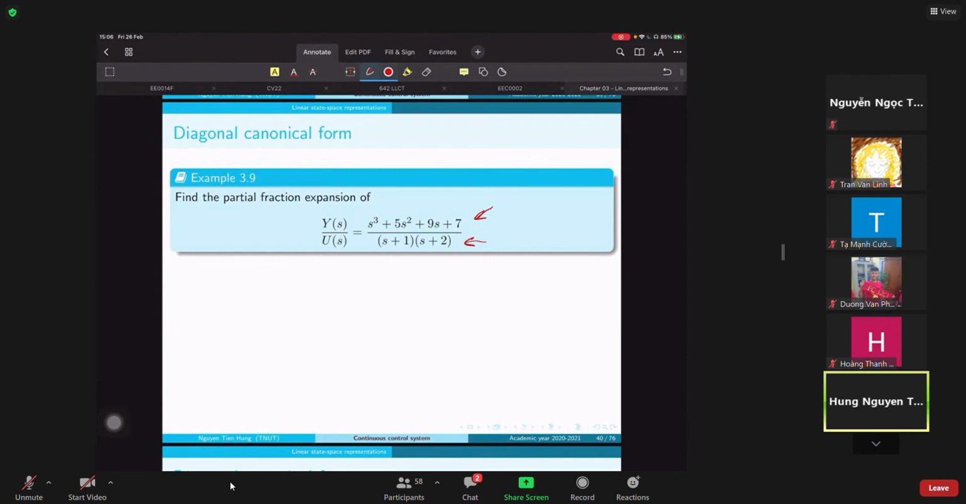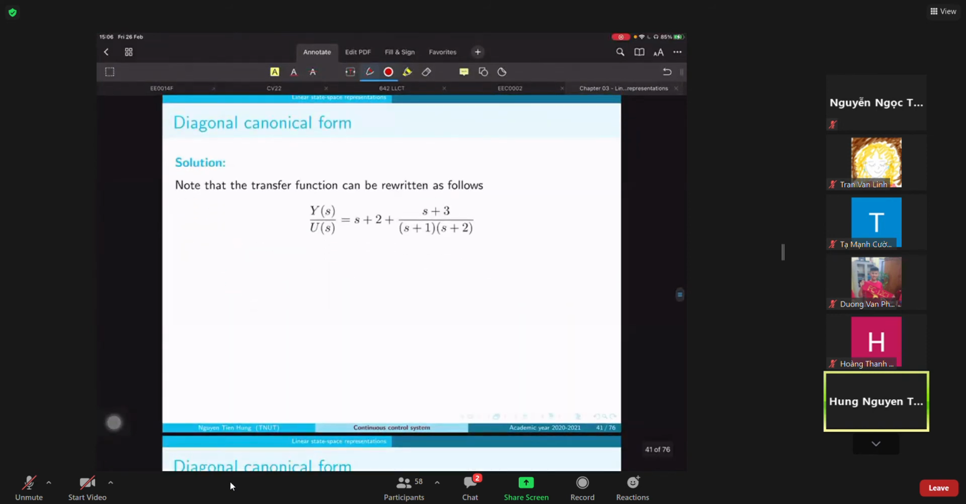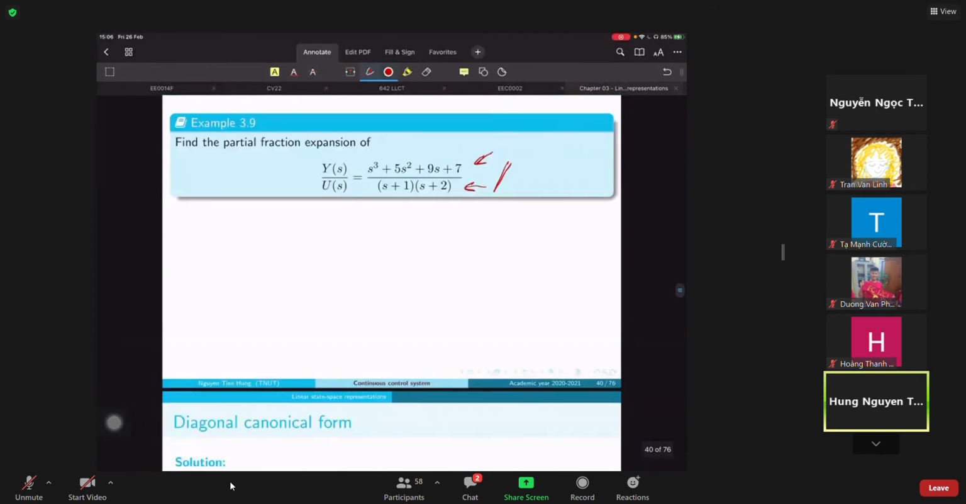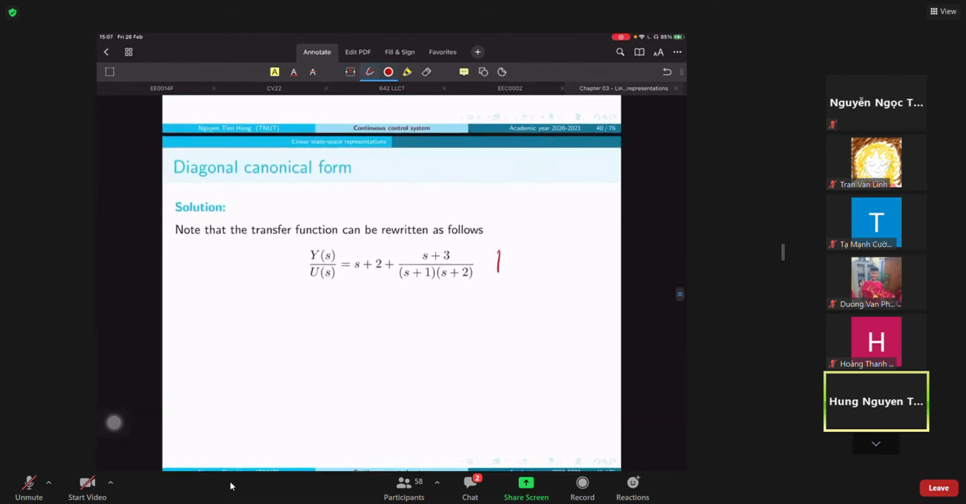So this is an example. We got the order of the numerator is 3, but the order of the denominator is only 2. But actually, this transfer function can be represented by this form. Because we have two algebraic polynomials, we can easily take the division of the numerator by the denominator, and we got this form. So when we got this form, you can only take the fractional part of this.